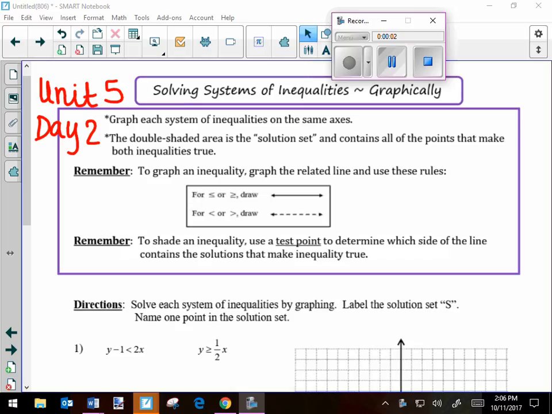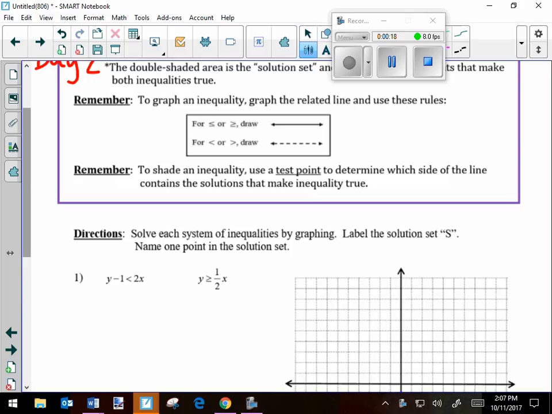This is the video for day 2 in Unit 5, and we're going to be doing something else that's review. These are things that you've seen before, and we are going to be graphing systems of inequalities. Last year you learned how to graph one inequality, and you can see a couple of examples of those here.